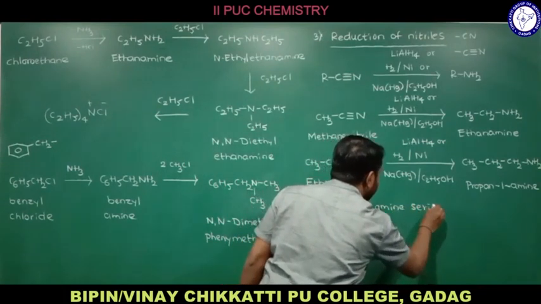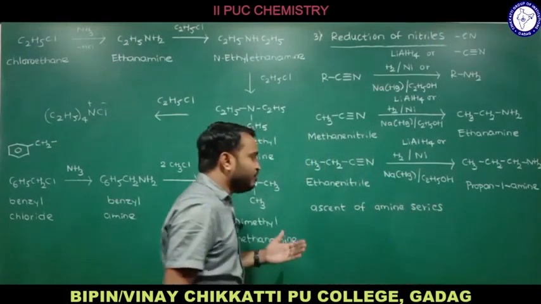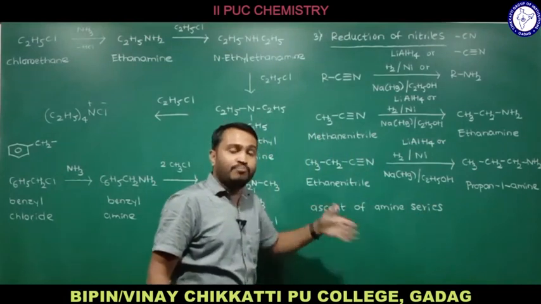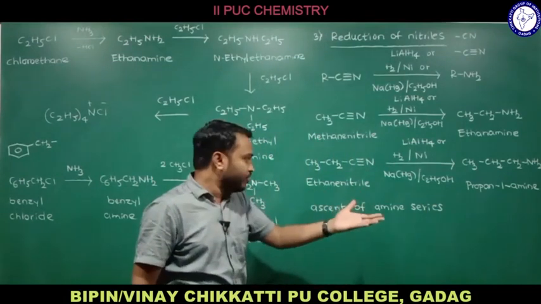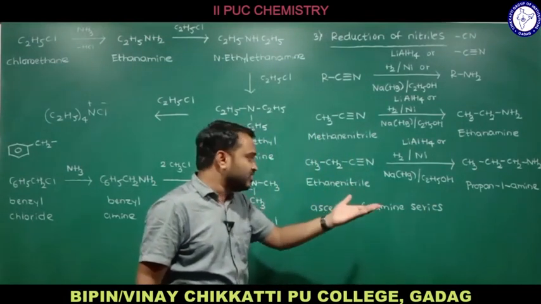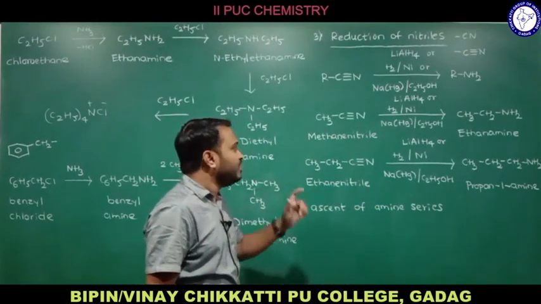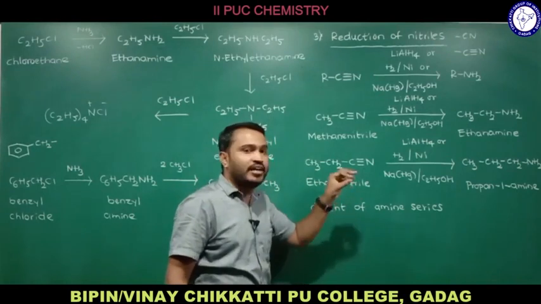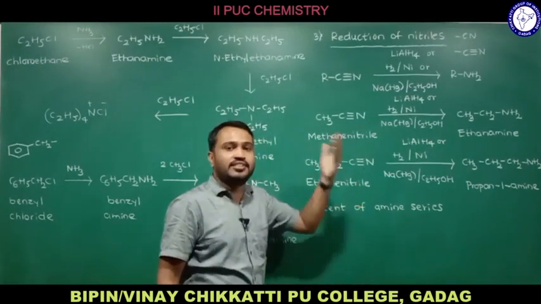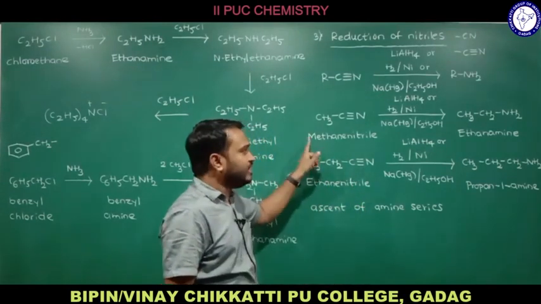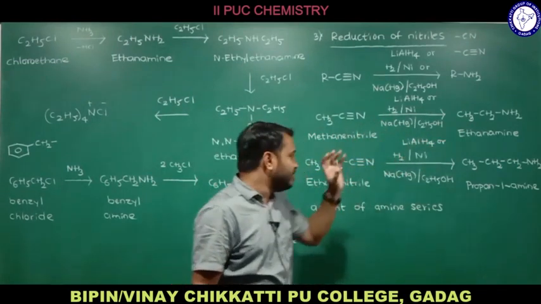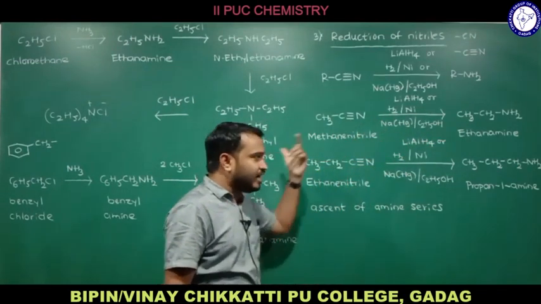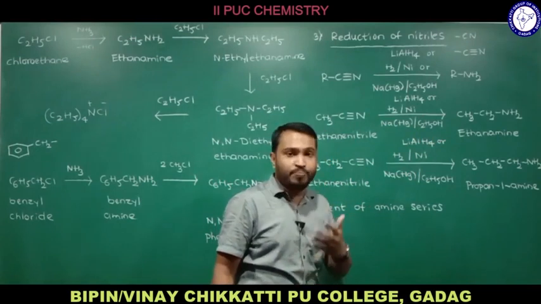Ascent means increasing fashion. If you want to increase the number of carbons, or you want the next adjacent, successive group, this is the preferred method. From these examples I can say ascent of the amine series. If you start with meth you end with ethanamine, and if you consider ethane nitrile, we get prop-1-amine.